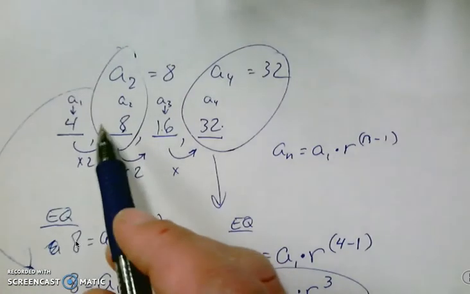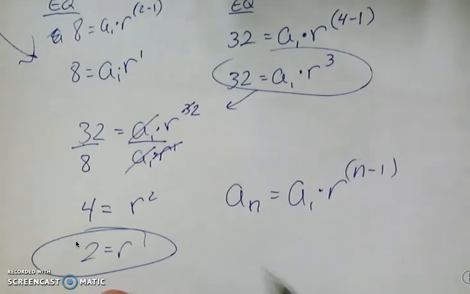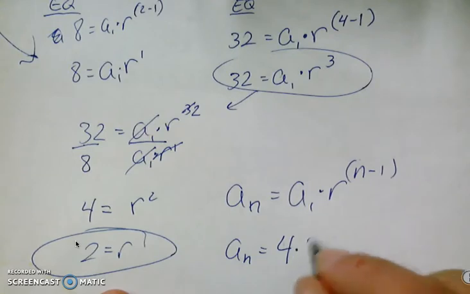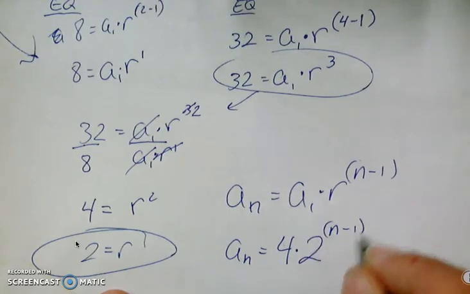So we know our first term is 4. We know our multiplier is 2. We can say A n equals 4, for the first term, times our multiplier to the n minus 1.